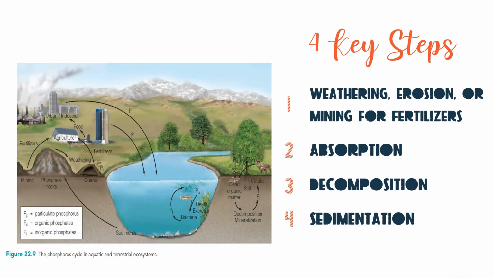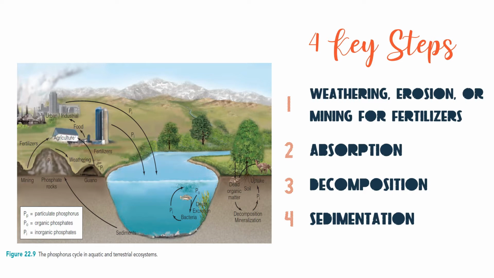The phosphorus cycle is a slow process. Phosphorus moves slowly from phosphate deposits in land and in shallow ocean sediments to living organisms and then back, very slowly, to the land and ocean. There are four key steps in this cycle. First is weathering, erosion, or mining for fertilizers. This breaks down the phosphorus in rocks and it travels through the soil and into the water sources.